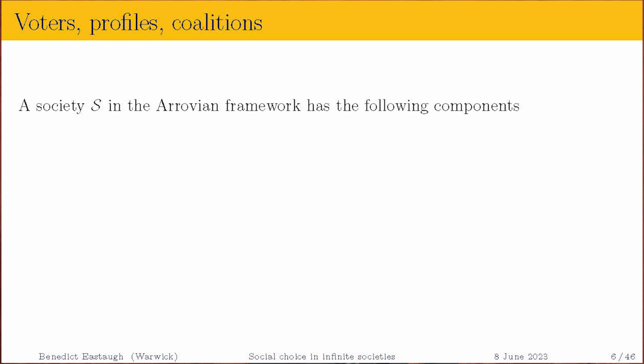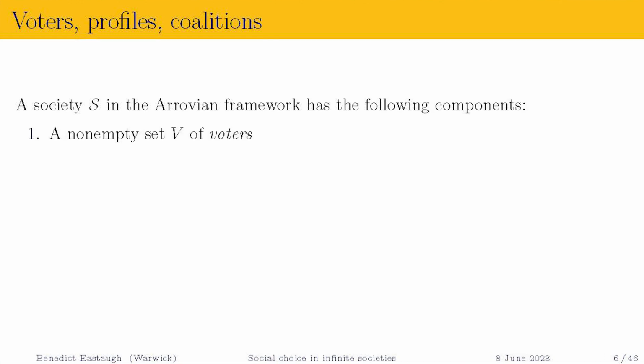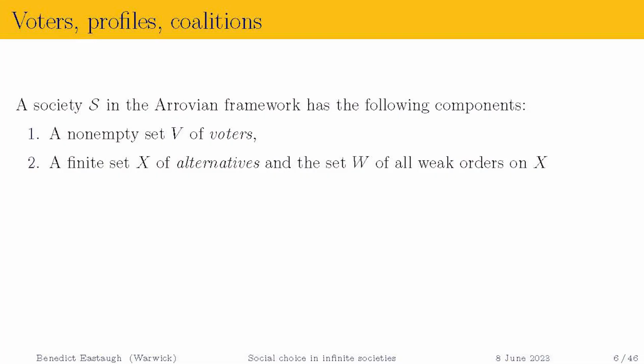Okay, so let's talk about societies. A society in this framework of Kenneth Arrow is something like the following. We have a set of voters, and typically we're going to think of these as individual people, agents, but they can be other things too. We have a finite set of alternatives.